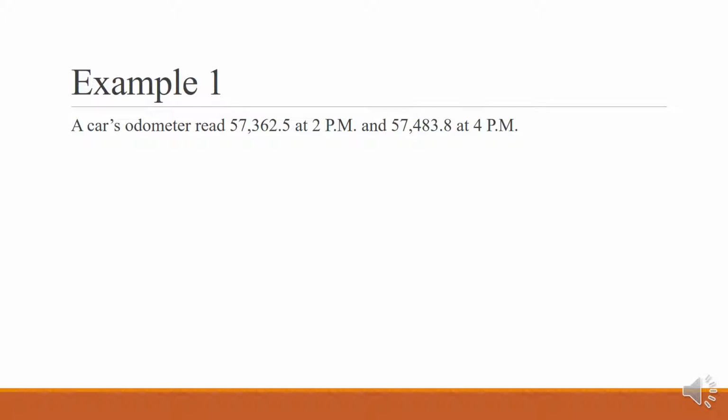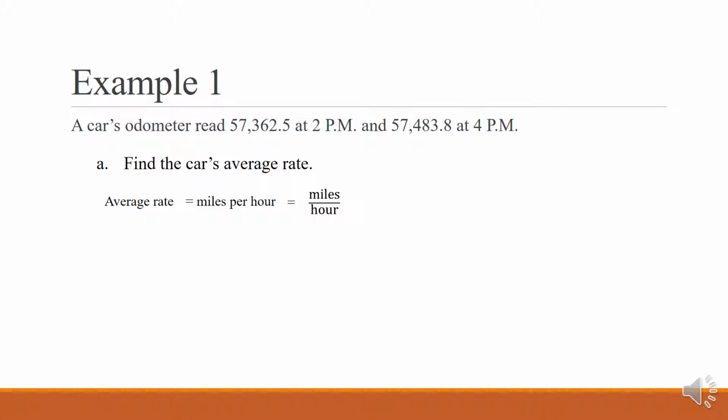Now let's use what we learned about ratios and proportions to complete an example. A car's odometer read 57,362.5 at 2 p.m. and 57,483.8 at 4 p.m. So they drove a little bit in between those 2 hours. The first question asks us to find the car's average rate. The 2 units that we have here are distance and time, so we're going to do distance divided by time. We know that's what the average rate is.